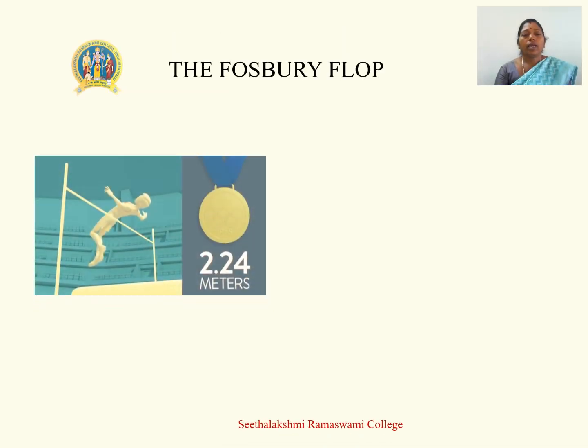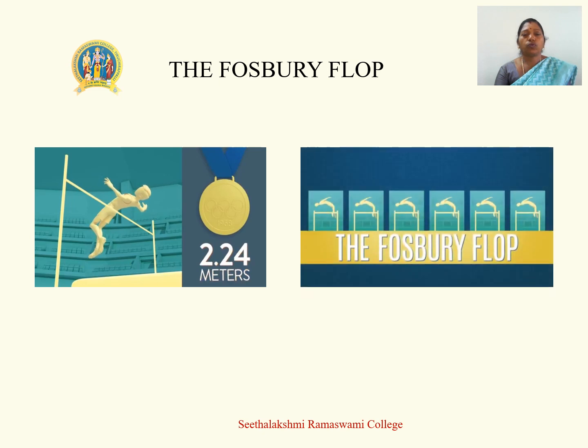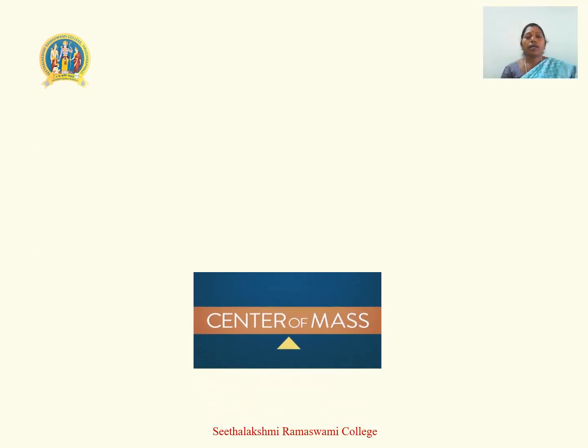In the Olympic Games, Fosbury amazed the world with his new technique, winning a gold medal with an Olympic record leap of 2.24 meters. By the next Olympic Games, almost all of the competing high jumpers had adopted what came to be known as the Fosbury flop. What is the secret behind the technique?